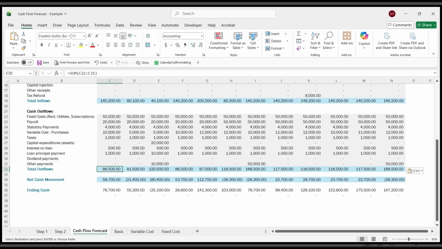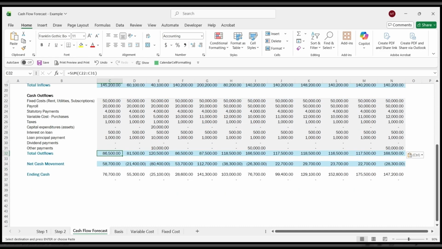The net cash movement for the month would be total inflows minus the total outflows. So for January 2025, the net cash movement is a positive amount of $58,000. This shows that for January, we expect to receive more cash than we spend.